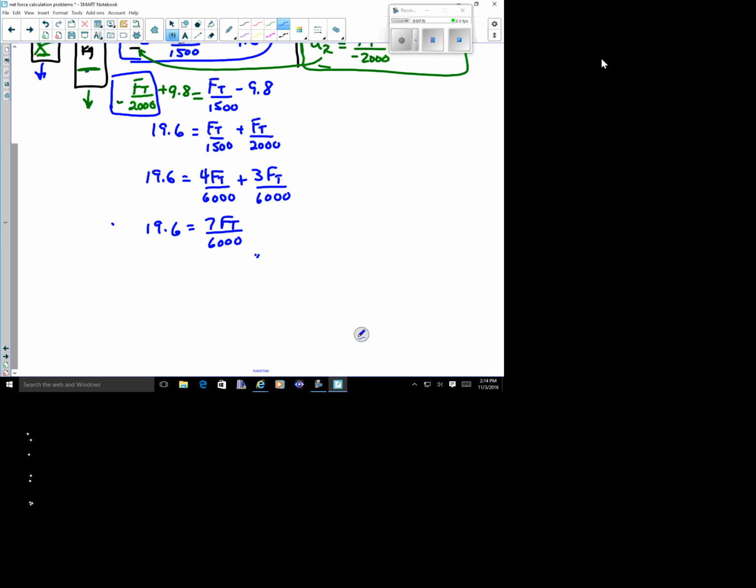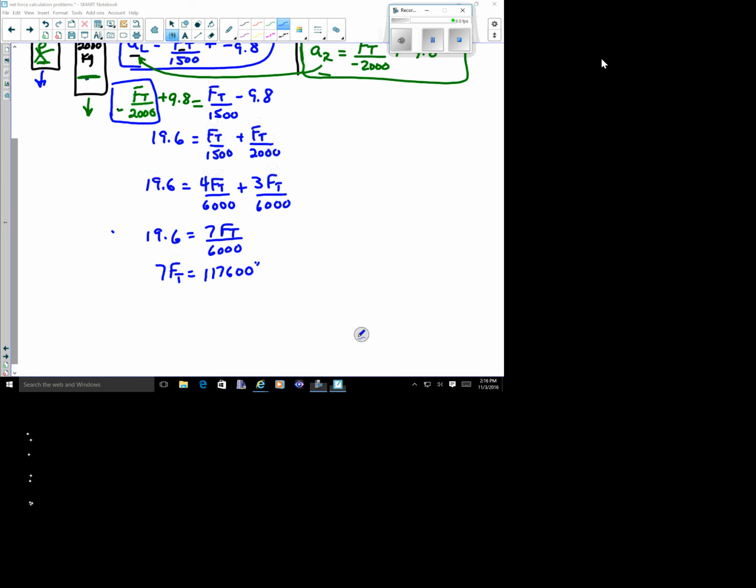Let's do a little cross multiply here. And that means that 7 Ft equals 19.6 times 6,000. So now what we have is that 7 Ft equals 117,600. Let's divide both sides by 7. And you end up with a force of tension. So that means that Ft ends up equaling 16,800 newtons. And don't forget that Ft stands for the tension. Well, both ropes have the same tension on them.